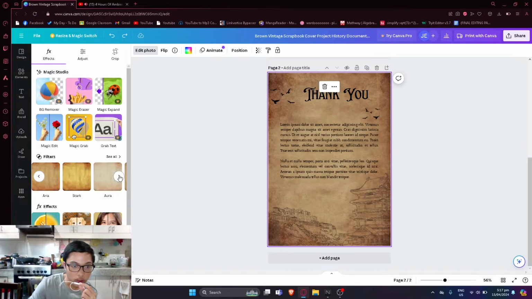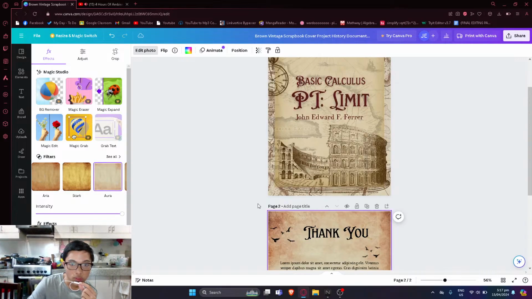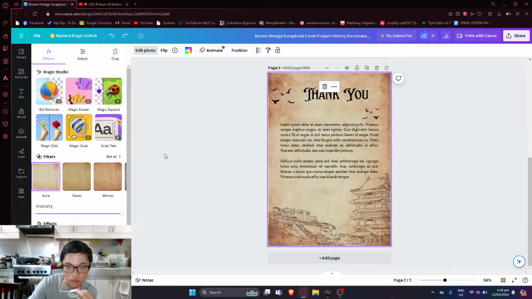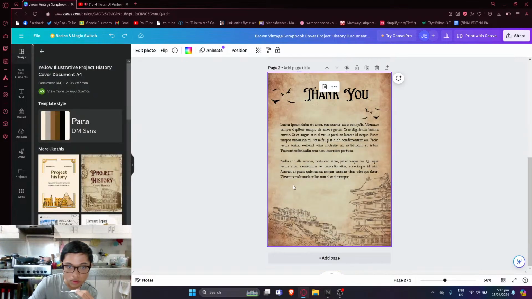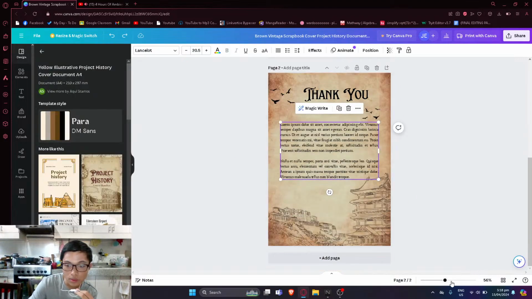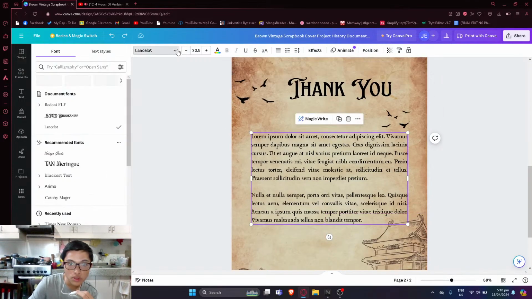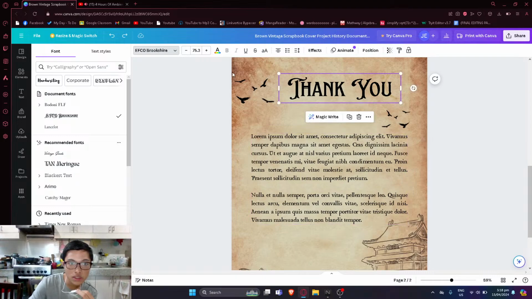I think we can edit its lightness. Let's see if we need to make it a little bit paler. That's what I did. Oh, never mind. Not that pale. I mean, we can go with this. I'm totally fine with this. But for the font, I'm not sure if we want to use Lancelot.